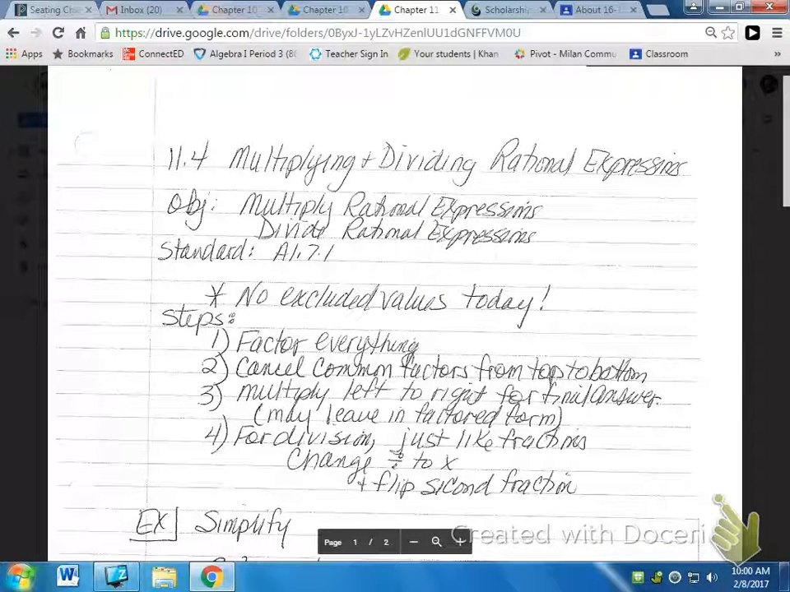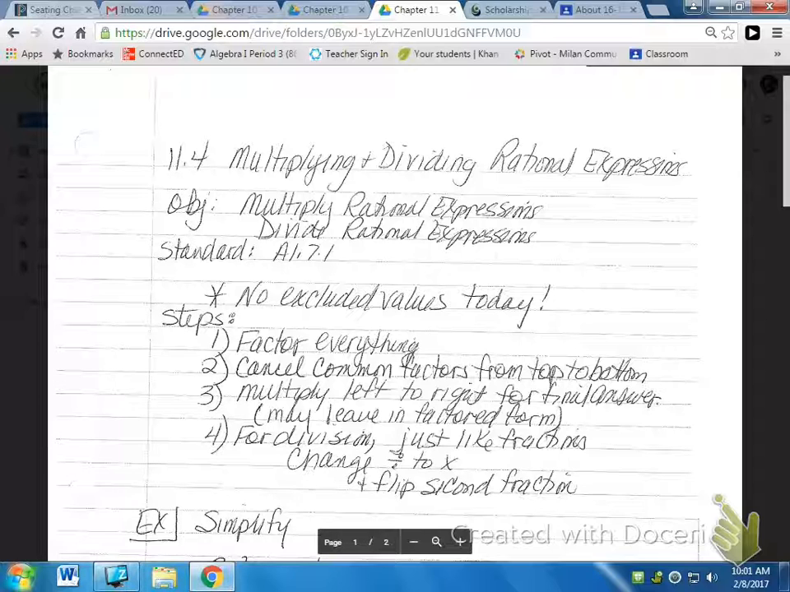Lesson 11.4, multiplying and dividing rational expressions. So our objective today is to simply multiply rational expressions and divide rational expressions. The algebra standard is 7.1. The good news today, we are not concerned with excluded values. You can assume that no denominators would be 0, so that's always good news.